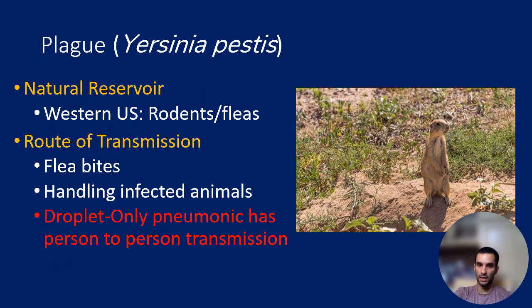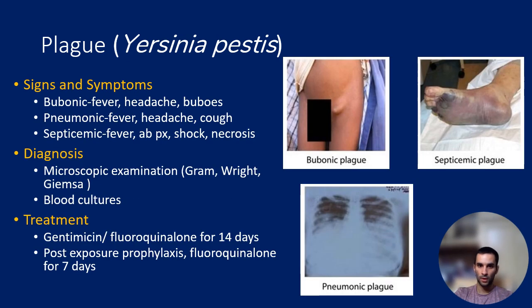Now, what about plague? Plague is in those dang prairie dogs. It's mostly in the western U.S., and that's its natural reservoir. You can get it through flea bites or through infected animals. Importantly, though, only the pneumonic plague with droplet transmission can be transmitted person to person. So that's really important. So what are the signs and symptoms? Well, it depends on the type you have. There's bubonic plague with those buboes, which are those bumps. Septicemic plague, you can see with sepsis and discoloration of the extremities here. And then pneumonic plague, which presents like a pneumonia.